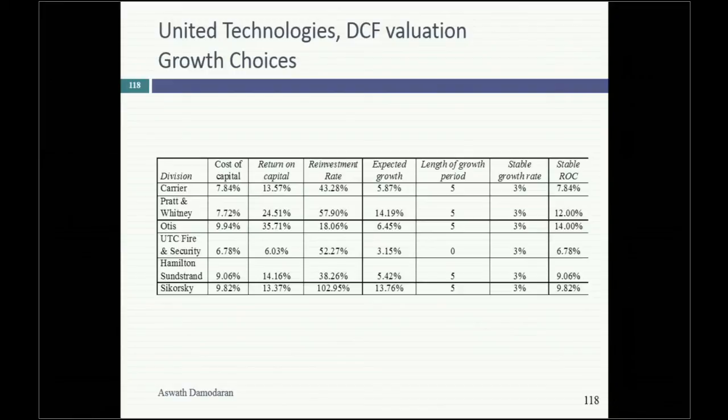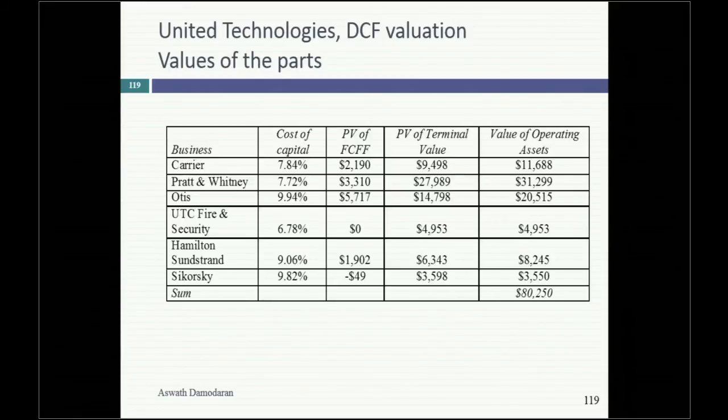And my stable growth rate when I did this was when risk-free rates were 3 point something %. There's my growth rate in perpetuity and a stable return on capital, set equal to the cost of capital. So it's almost like I'm doing 6 different DCF valuations on the 6 businesses. So here's the sum of my intrinsic valuations of the 6 businesses. The sum of the DCF valuations is 80.25 billion.